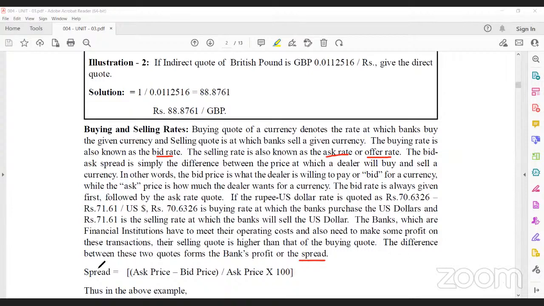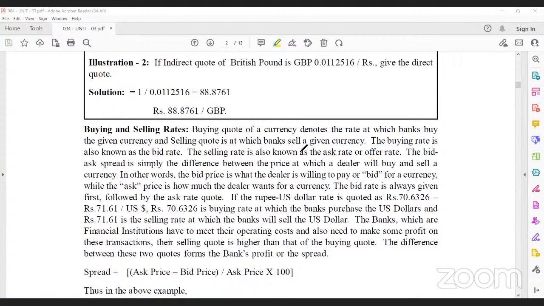Now, spread, the so-called bank's profit on the exchange rates, buying and selling quotes, is equal to ask price minus bid price. What is ask price? Ask price is nothing but the selling price. What is bid price? Bid price is nothing but the buying rate, divided by ask price, again the selling price, into 100. So this formula, all of you have to understand before you jump to solve the problem. Simple problems, yet logical reasoning.